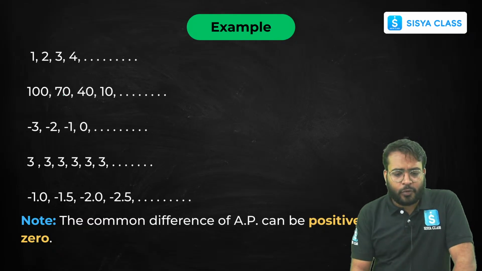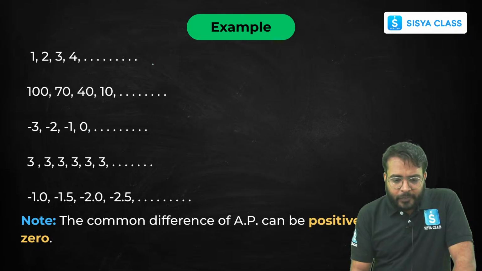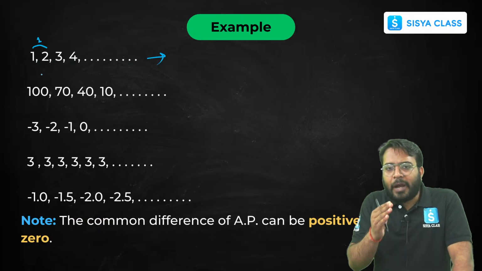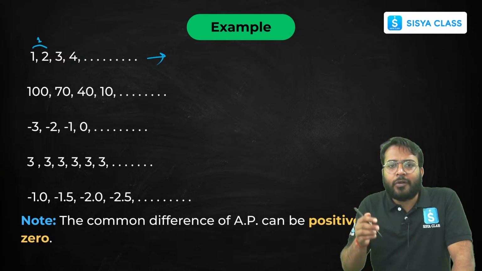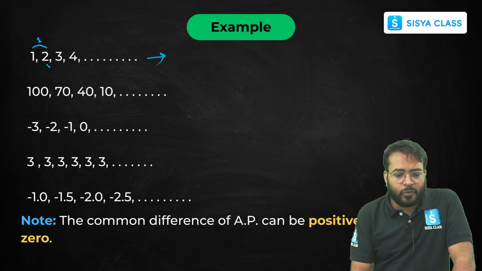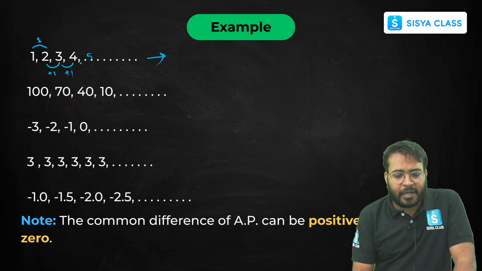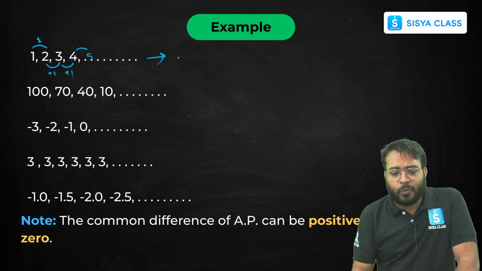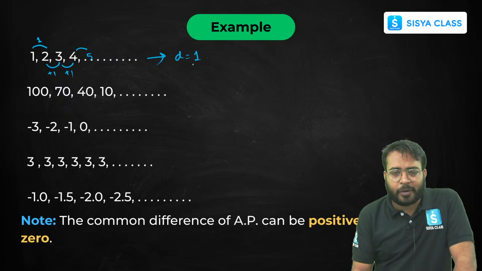Let us see some examples. Can you see here the difference between two terms? 1 to 2. What is the common difference? The common difference is 1. Yes or no? You are getting the next term by adding some fixed quantity. From 2 to 3, again you are adding 1. From 3 to 4, again you are adding 1. Next term you will be getting 5. So this is an AP, and the common difference is 1.